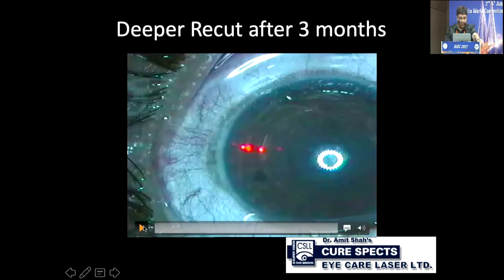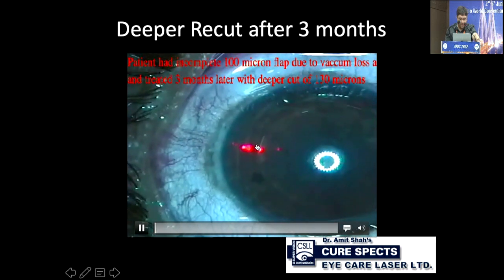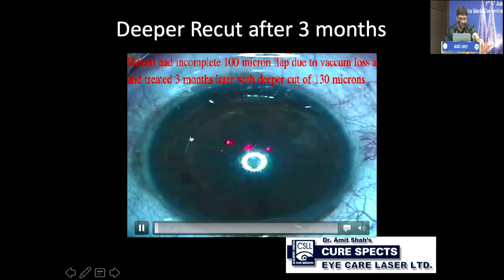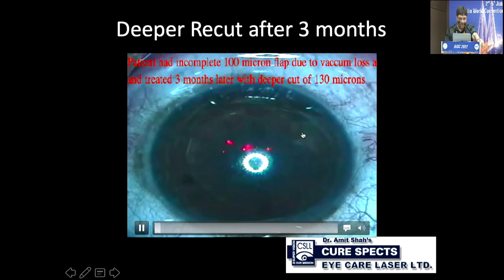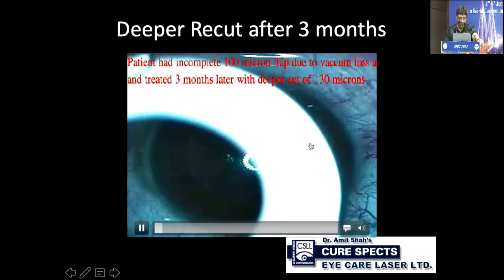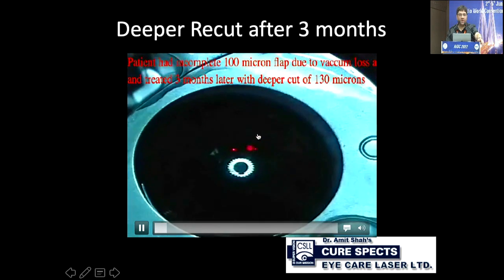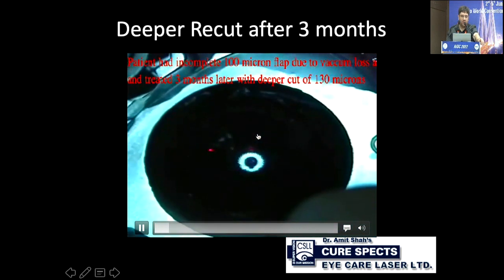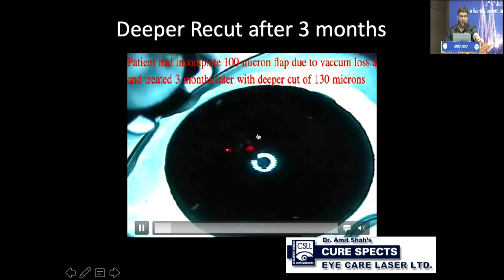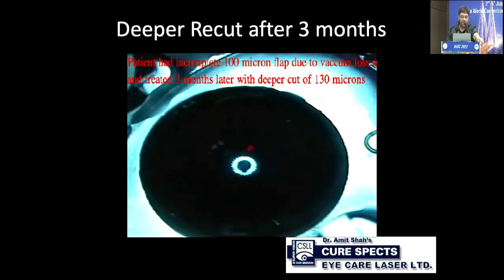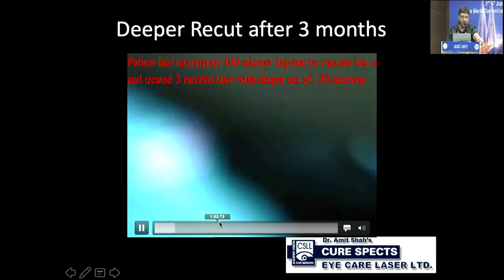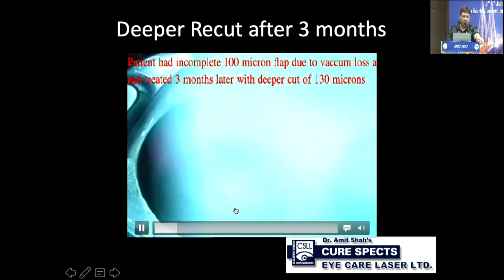This is another video. You can see over here, this is the old flap margin. You can see this is the old flap, and this is an irregular flap. Here you can see slight scarring is there. So here what we did, we tried to make a flap which is deeper compared to the other one. Initially we had tried to make the 100 micron flap. So now the trick is to make a deeper flap. So here I am making a flap with 130 microns, and the trick is to make a slightly smaller flap.